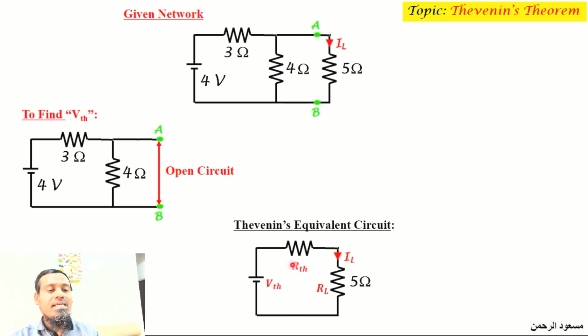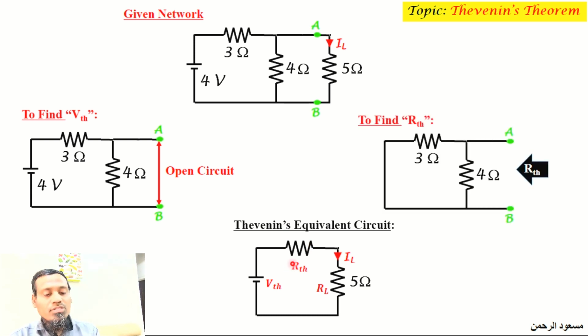The only remaining thing in the Thevenin equivalent circuit is RTH. You need to find RTH. To find RTH, you need to redraw the given circuit by turning off all the sources. As in the given network there is only one battery, 4 volt, we have to short circuit that. If in case any current source is given, then we have to open circuit that to find RTH.